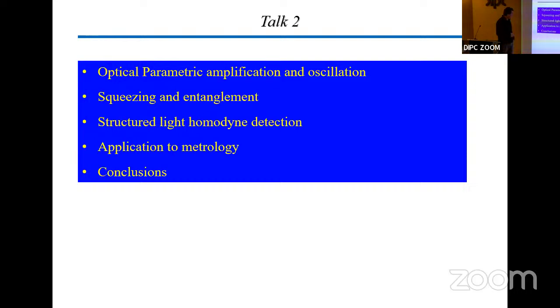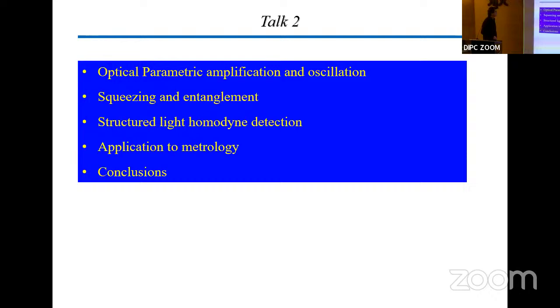describe, well, not so briefly actually, because I reserved a bit of detail, but I will describe this application of spatially structured light with reduced quantum noise to a metrology problem. Okay, maybe it can be useful for you in more experiments. Okay, and draw my conclusions.